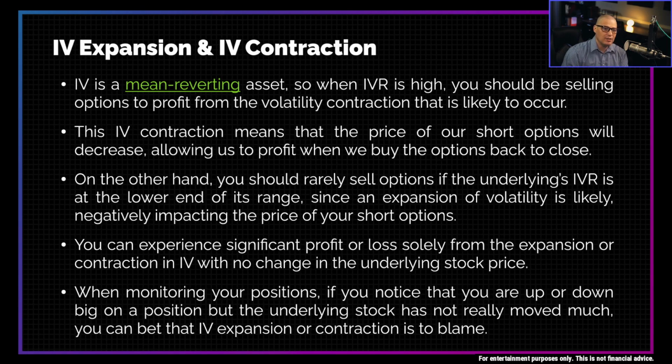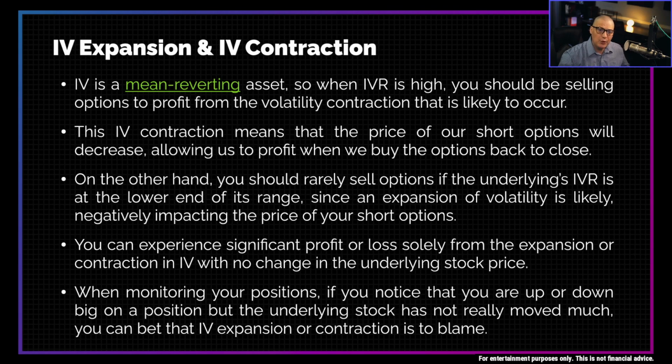So knowing this is one of the advantages of being an option seller, because when you sell something with high IV, it typically comes down to its normal range. That decrease in IV, which we call IV contraction, helps short options. It actually makes us money. IV contraction means our short options lose value, which allows us to later buy back the options cheaper than we sold them to close.